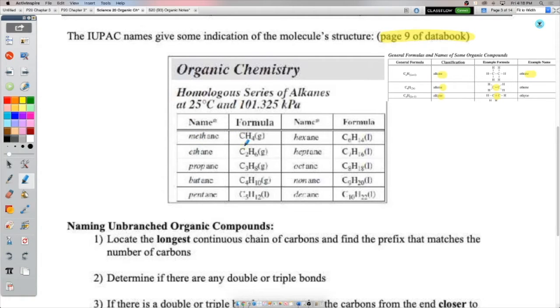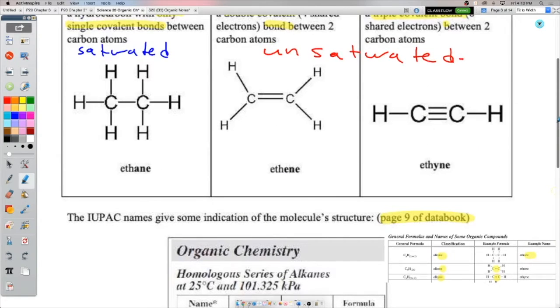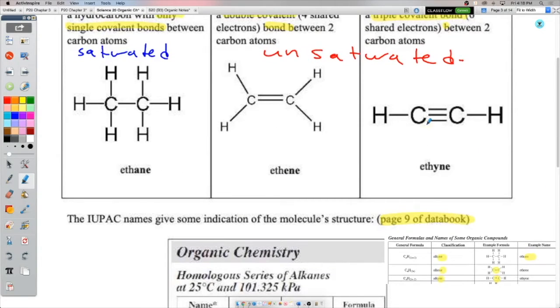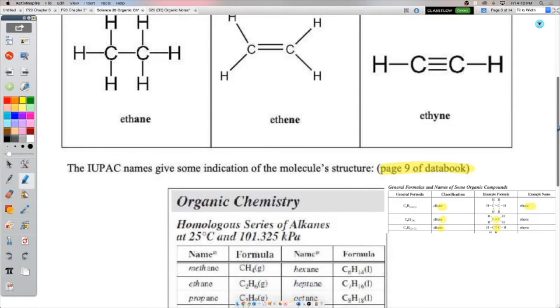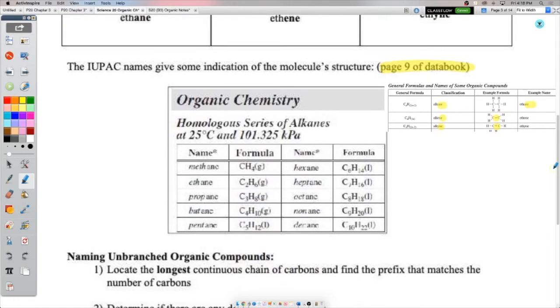Remember those ones we were just looking at? They were all ethane, ethene, and ethyne. The number of bonds was different from carbon to carbon, but notice what's the same in all of them? They all have two carbons. So guess what "eth" means? "Eth" means that the chain has two carbons in it. So you'll notice here, C2.